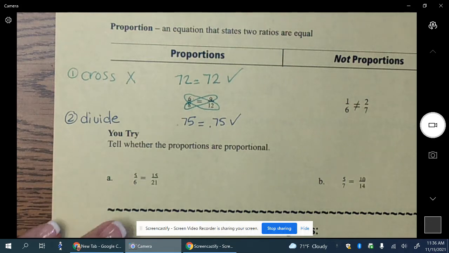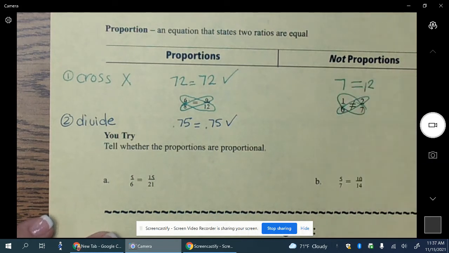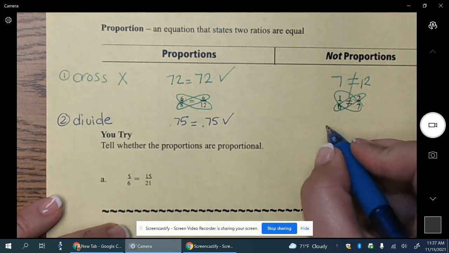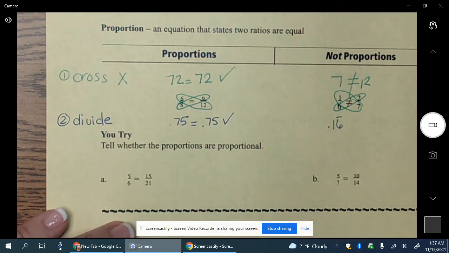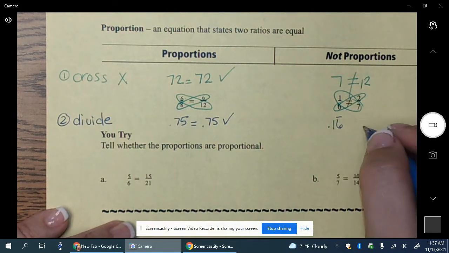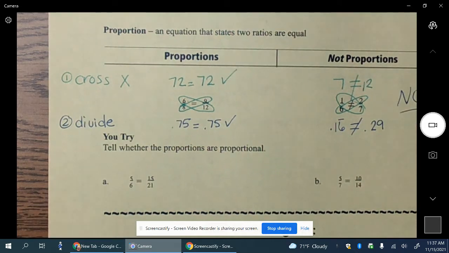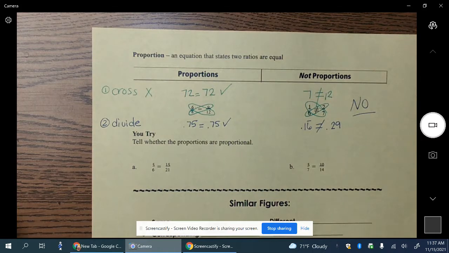Now, sometimes they don't equal each other. So like here, 6 times 2 is 12. 7 times 1 is 7. Do these equal each other? No. If you're like, oh, I don't know if I did that right, let me divide. Go ahead and divide 1 by 6. Good. 0.16 with the 6 repeating. What is 2/7? 0.29. Are those equal? No. So this one is not proportional. You're going to have to do that on your homework today. Answer if it's proportional or not. Is that a difficult thing to do? No, you're literally just multiplying across or dividing, and you want them to equal each other.